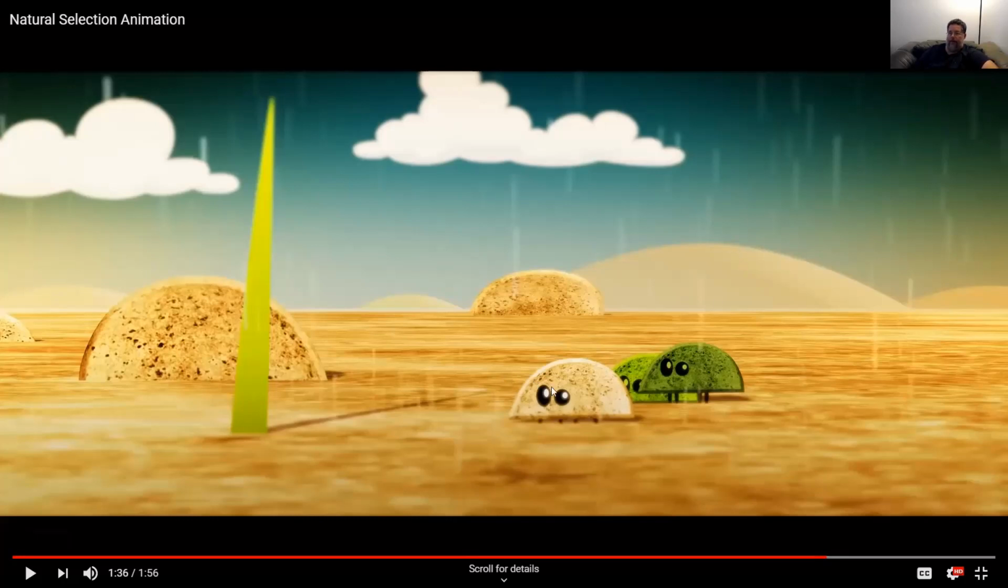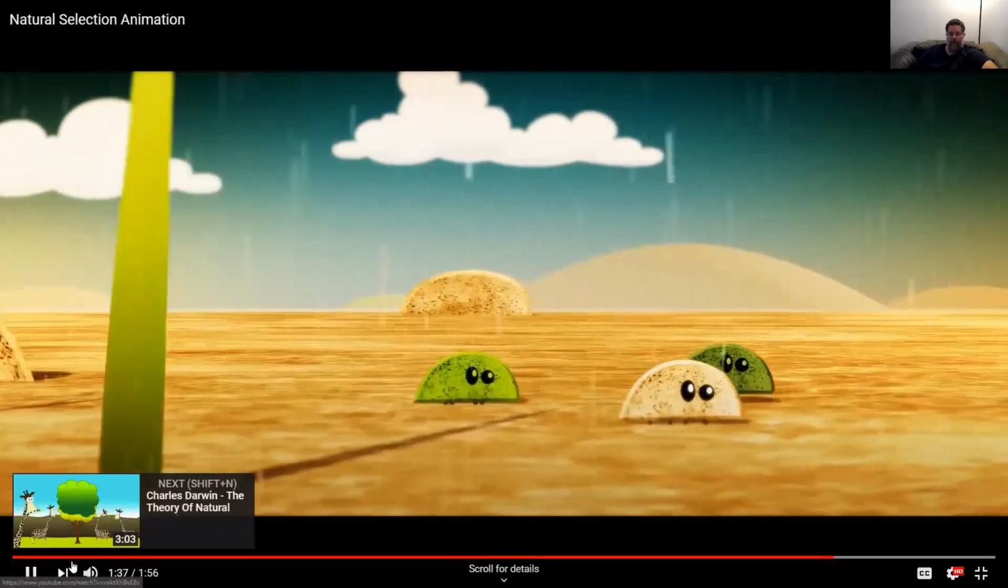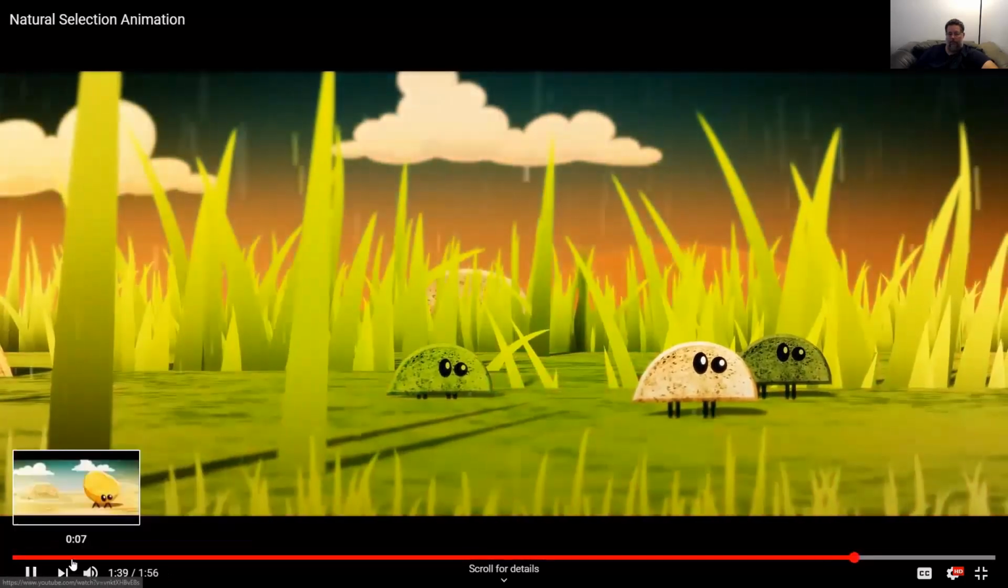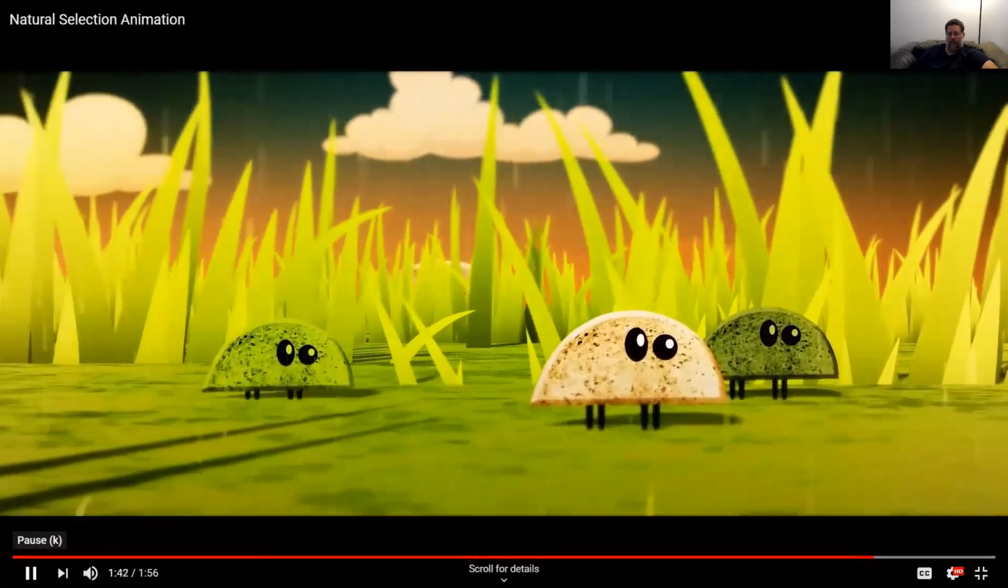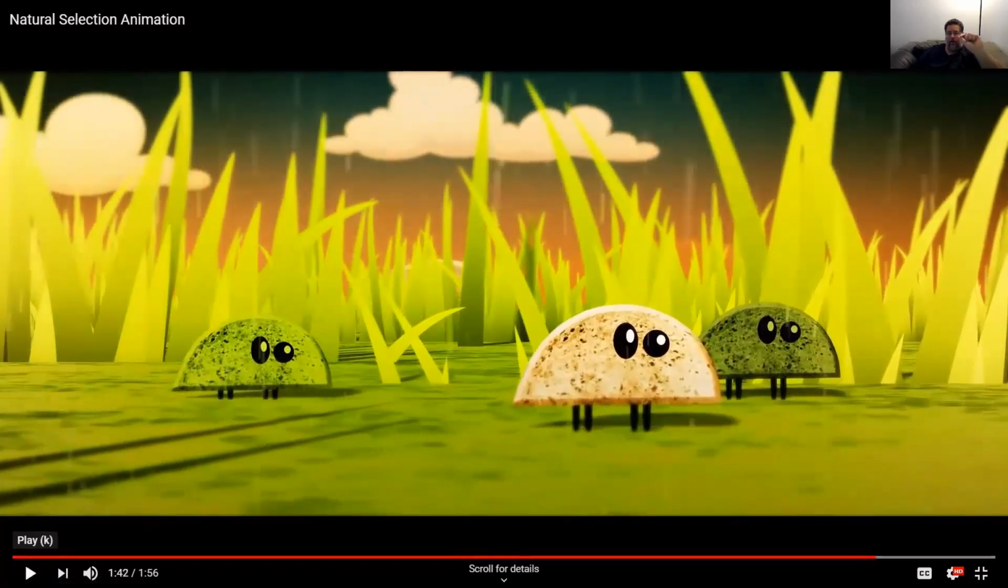Now here we see the environment's changing. But as long as variation in a population exists... Did you hear that one key? As long as variation exists in the population, you can have natural selection. If they all had evolved just to be this brown color, then this species could go extinct. That's one of the benefits of having variety in a species.